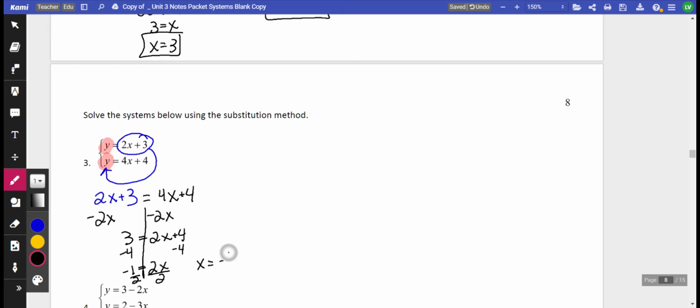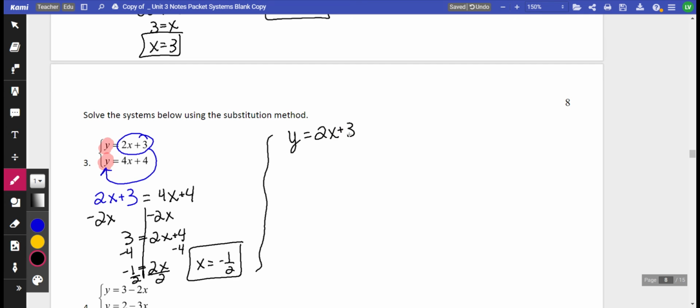X equals negative 1/2. Now we need to take one of the equations and substitute my x value in to get the y. Again, it doesn't matter which one. I'm going to choose the first equation this time. Y equals 2x plus 3.